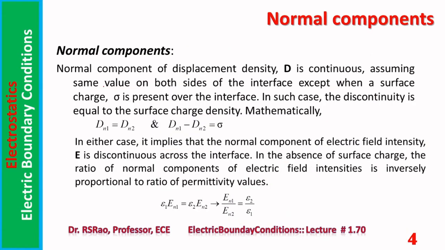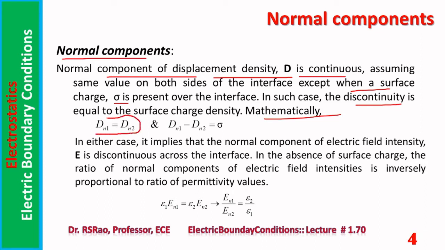Now come to the normal component. The normal component of displacement density D is continuous, assuming the same value on both sides of the interface, except when the surface charge sigma is present. Sigma is already introduced. It is charge per unit area. Units are coulombs per meter square. In the presence of interface charge over the interface, discontinuity happens and it is equal to the surface charge density. Mathematically, DN1 equals DN2.